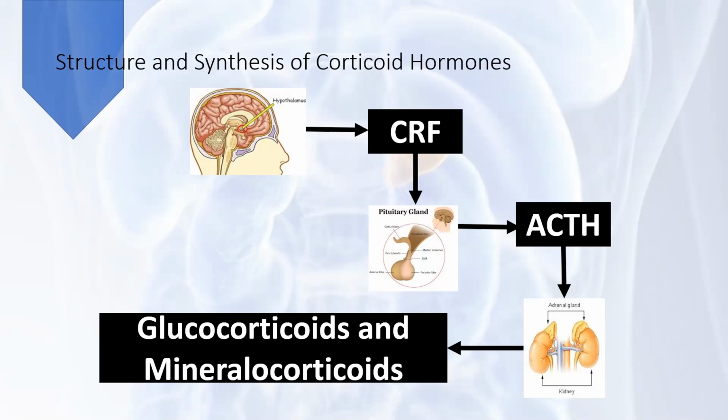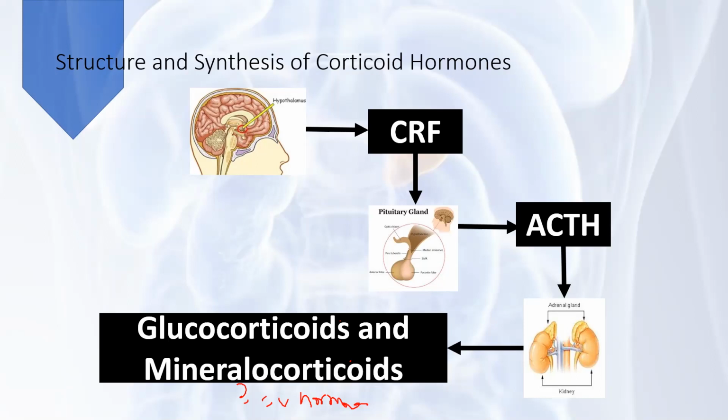Now, like what I said, there are three classes of steroid hormones: the glucocorticoids and the mineralocorticoids. However, what is the third one? The third one is the sex hormones. Since the sex hormones are not produced by our adrenal gland, but rather by our gonads, we're going to have a separate discussion on how our sex hormones are produced.